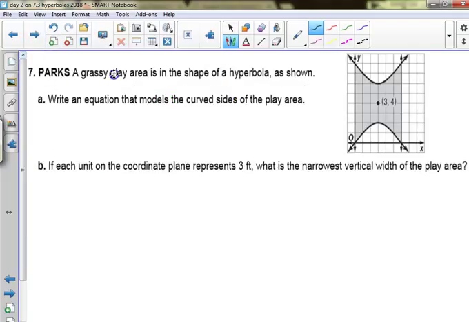All right. A grassy play area is in the shape of a hyperbola as shown. Is the grass the shaded part? I think it's supposed to be. Write an equation that models the curved sides of the play area. Ooh. Where's the center? And it's opening up and down. So y minus k, x minus h. Okay. What does this tell me? If this is 2, that goes under the y, up and down, 2 squared, right?